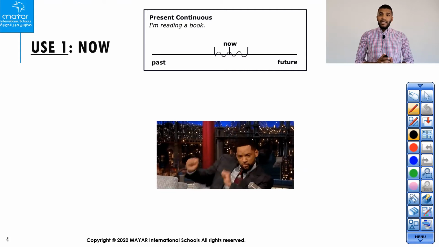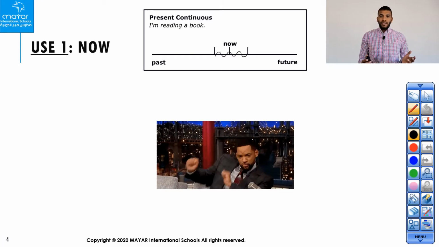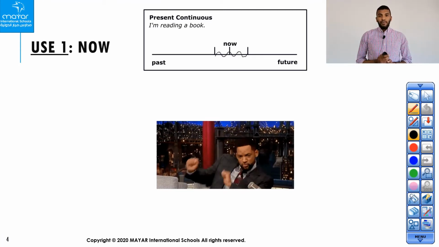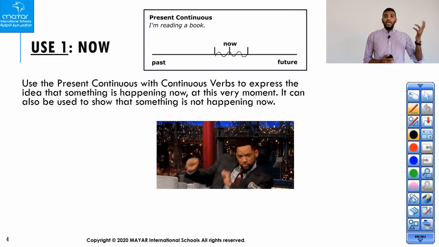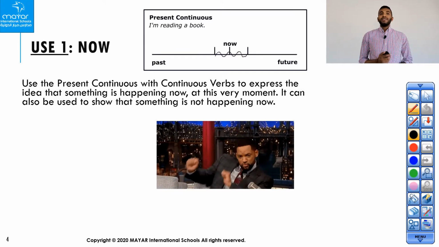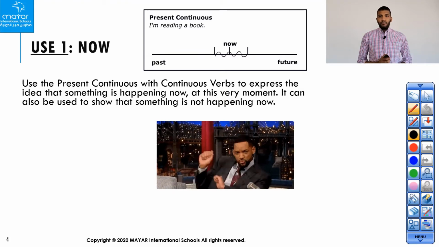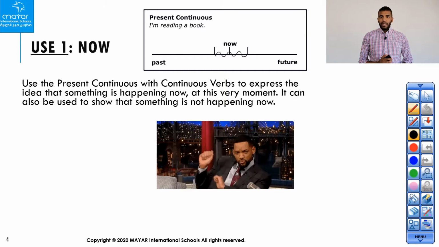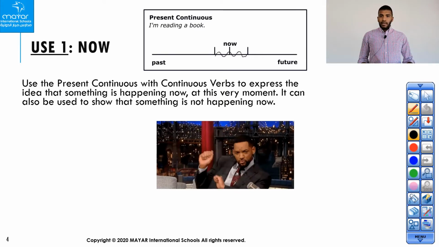Now, is he going to be dancing forever? Of course, no. I'm not interested in this. What I am interested in is that at the moment of my speaking, he is dancing. Now, we use the present continuous with continuous verbs to express the idea that something is happening now, at this very moment. It can also be used to show that something is not happening now if it is in the negative form. Right now, I am not eating.